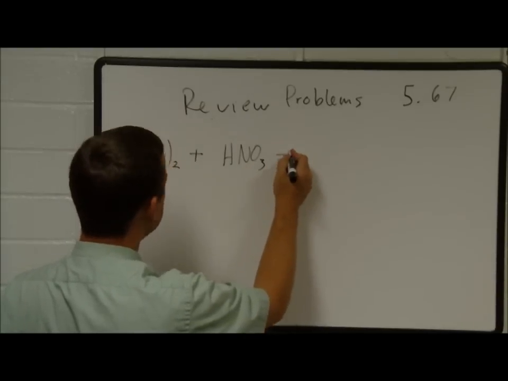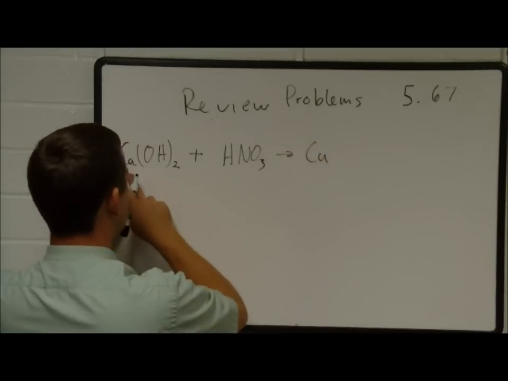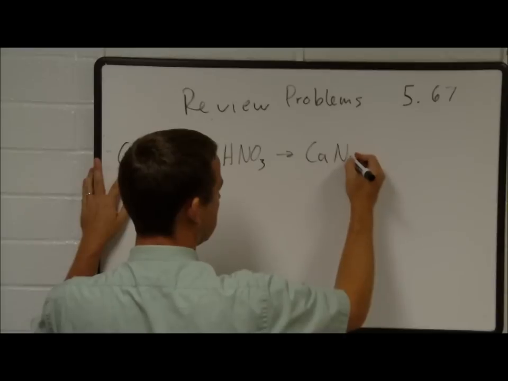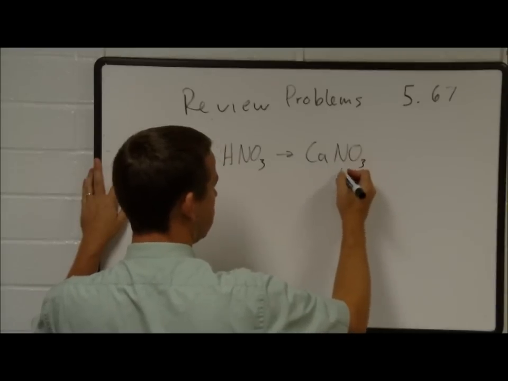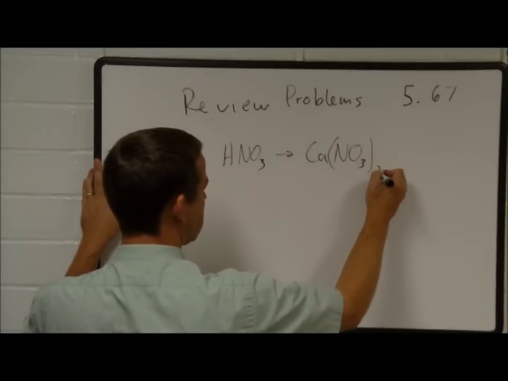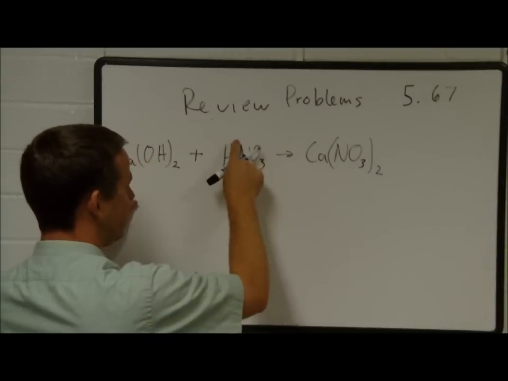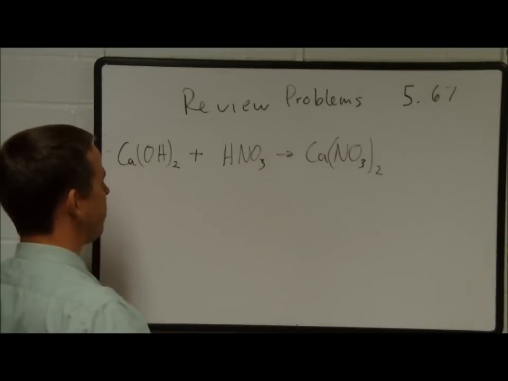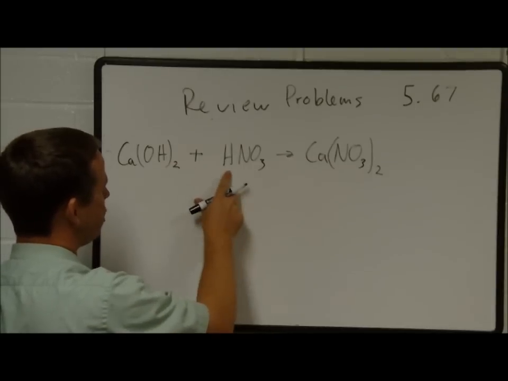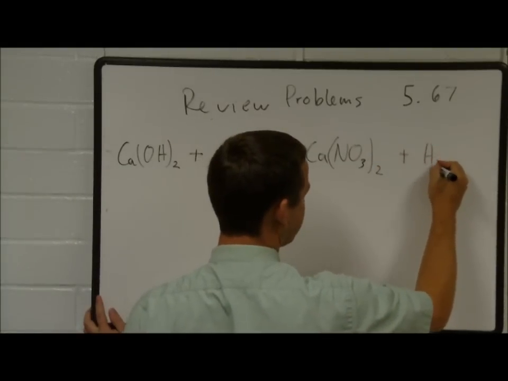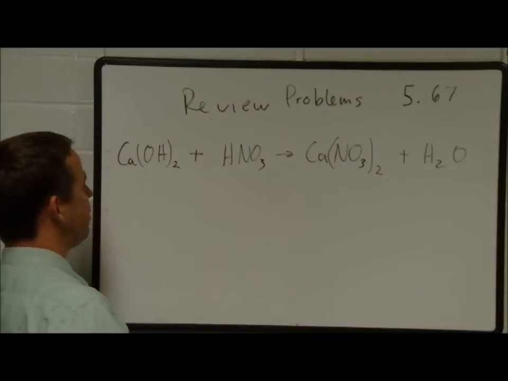All right, so the products here are, the calcium ion is going to interact with the nitrate ion now, to form calcium nitrate. Calcium has a +2 charge, and nitrate has a -1 charge, because H plus has a +1, all right? And the OH minus and the H plus are going to come together to form water. Okay, so we need to balance this equation.